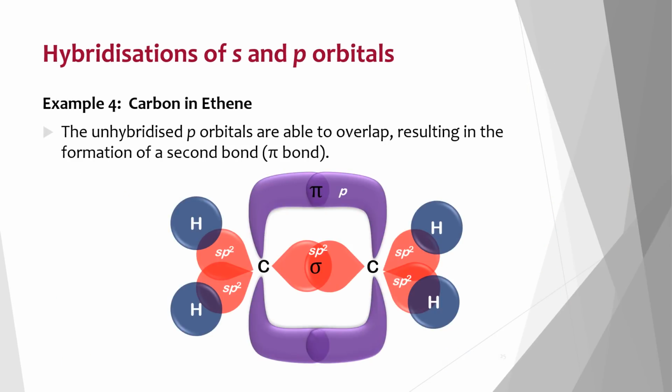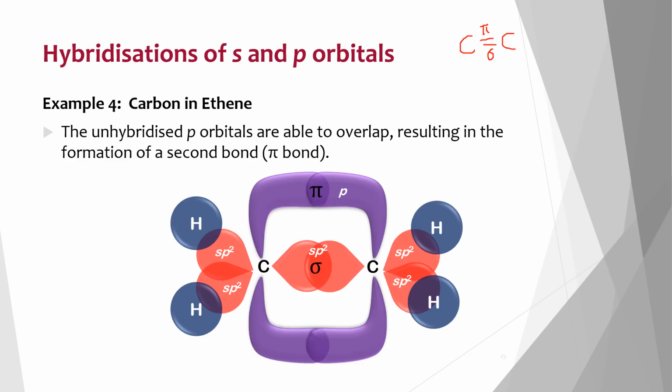And the last example is carbon in ethene. For the hybridization of carbon in ethene, it will involve the formation of a second bond, also known as the double bond. For the formation of a double bond, you will have 2 types of bond. The first one is a sigma bond, and the second bond is called the pi bond.